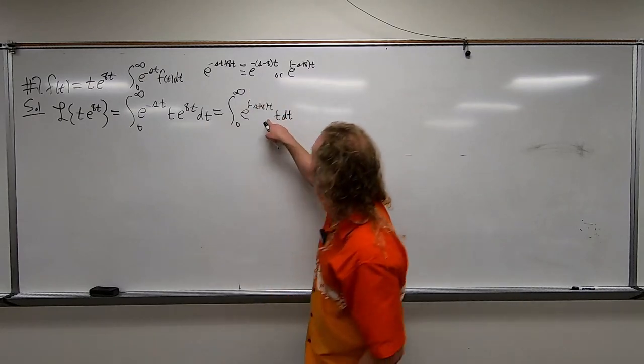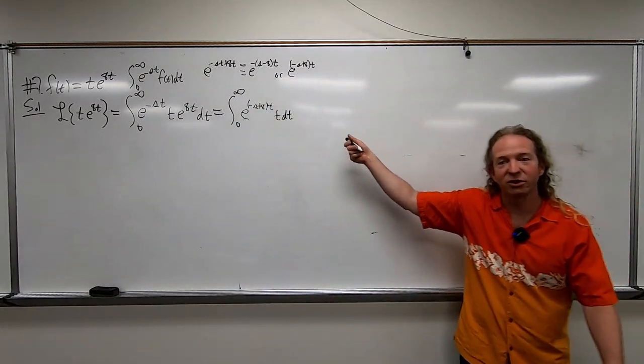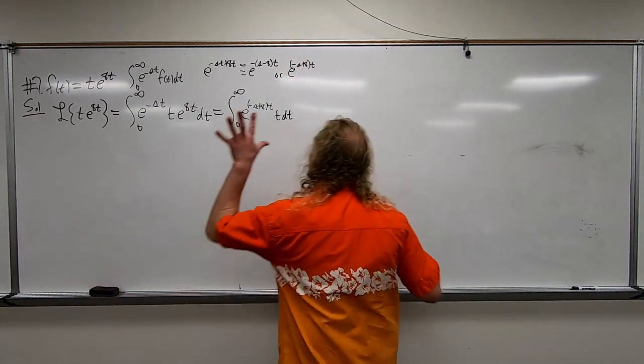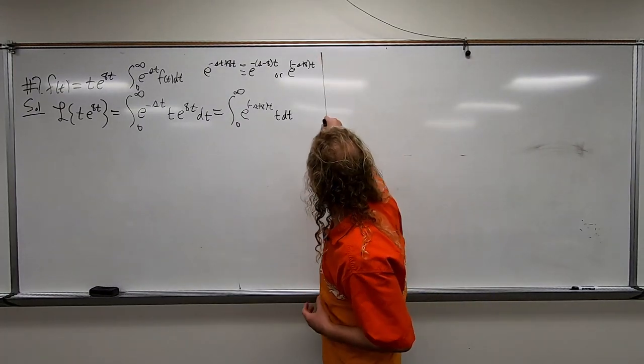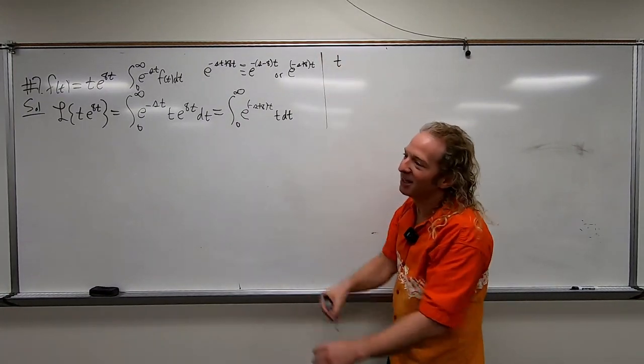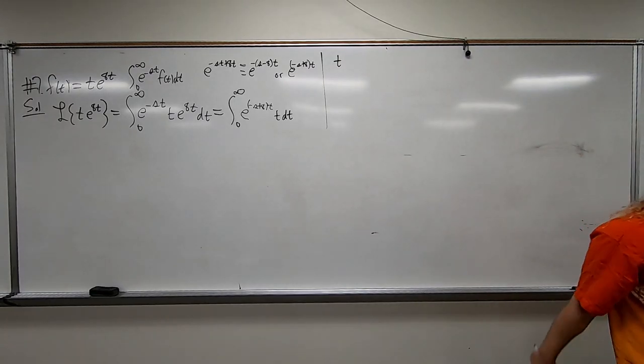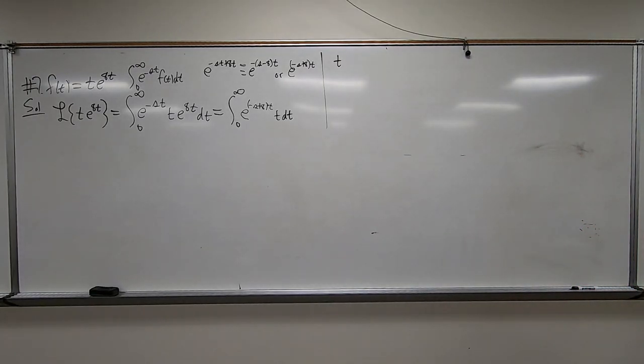All right. How do we integrate this? What technique do we use? Tabular. Yes, tabulate it. It's a verb now. So t, t, and then you just differentiate. How do you know when to use tabular?